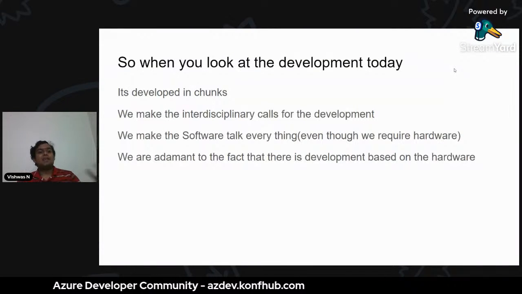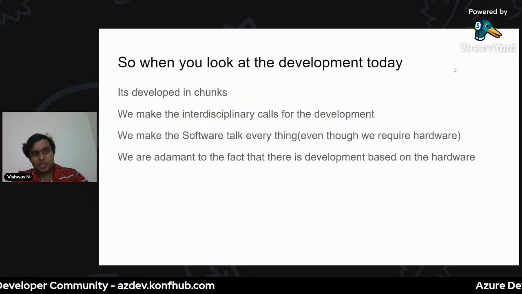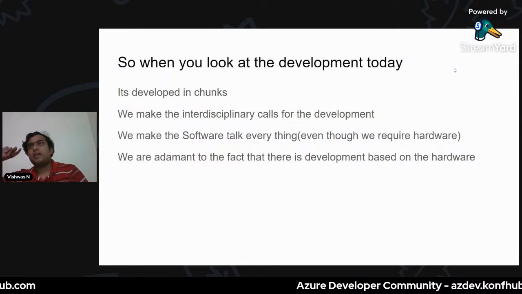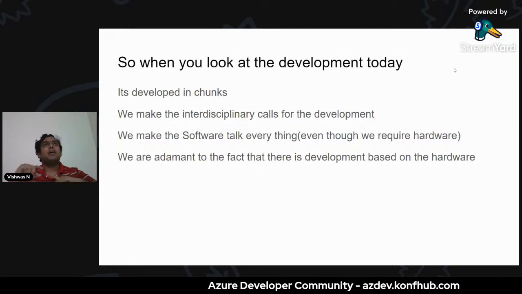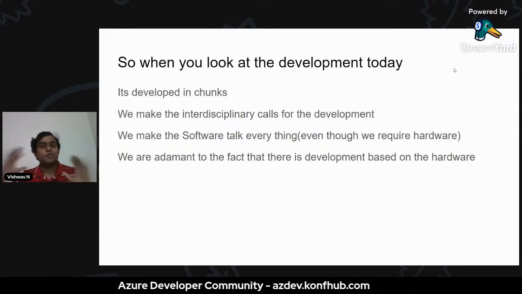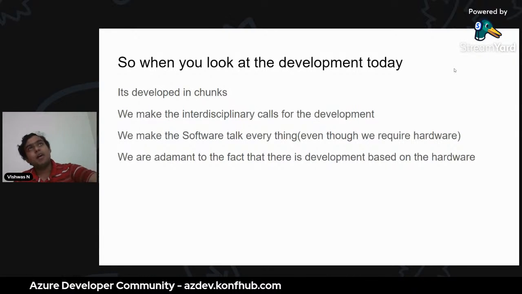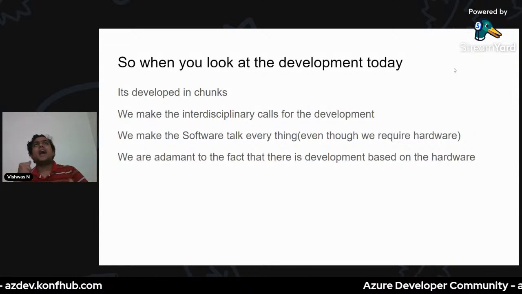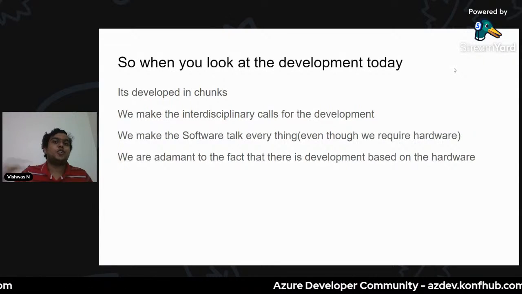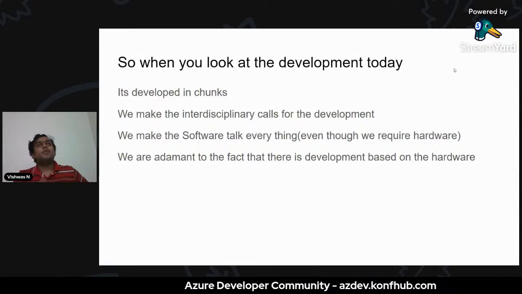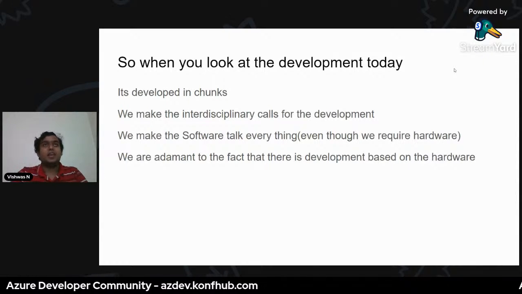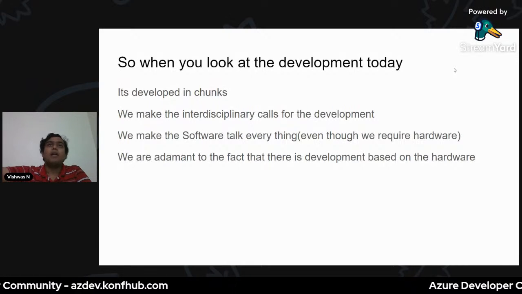So when you look at development today, it's developed in chunks. We make some interdisciplinary calls for the development, like there'll be a front end developer, there'll be a back end developer, there are some full stack developers who know everything, there are DevOps people. Of course, I feel somewhere, production has to be in such a way that it needs to be an accessible part to every person.